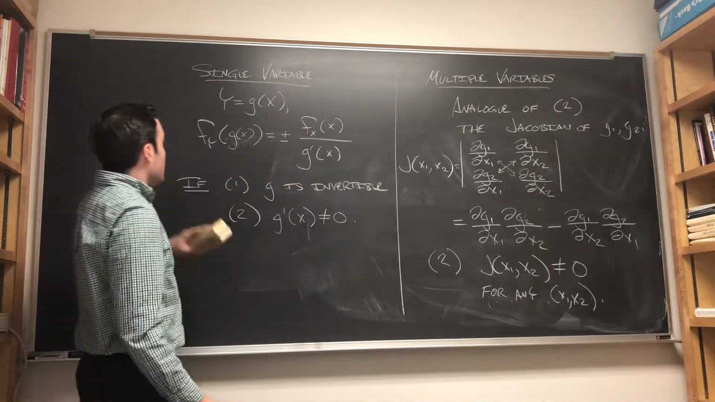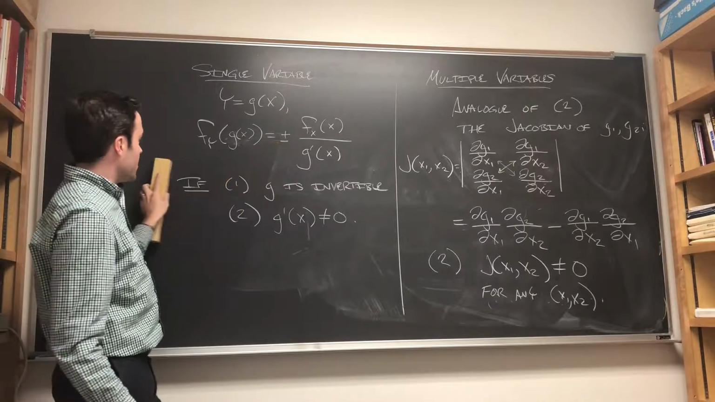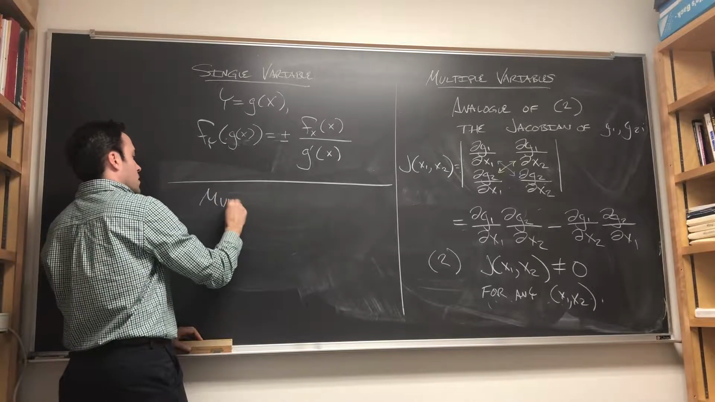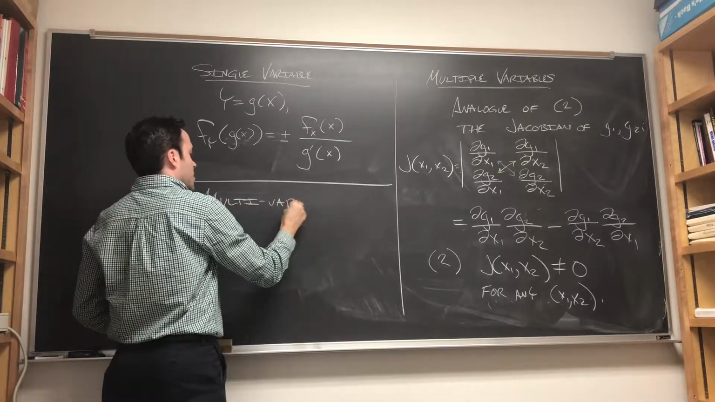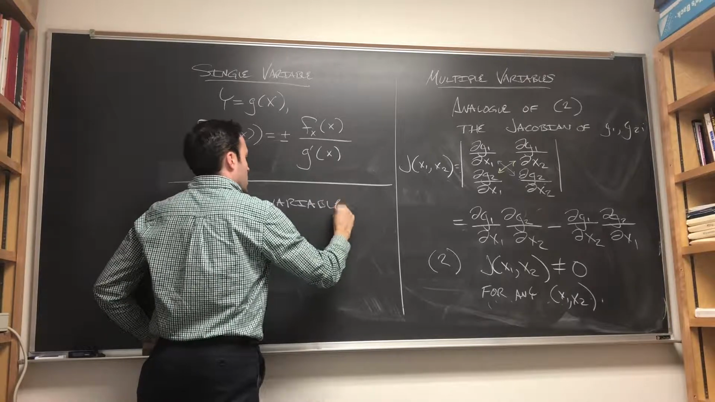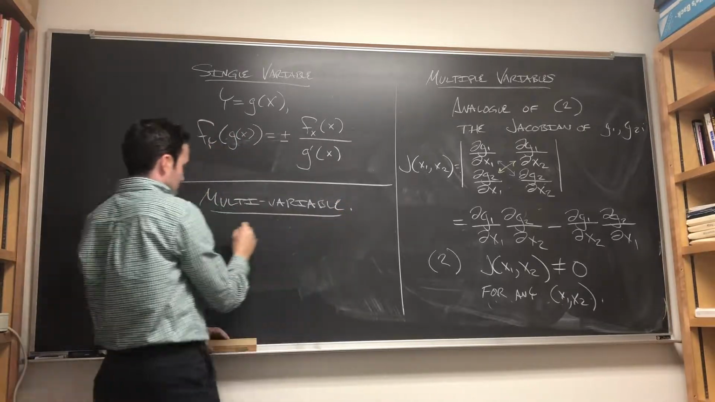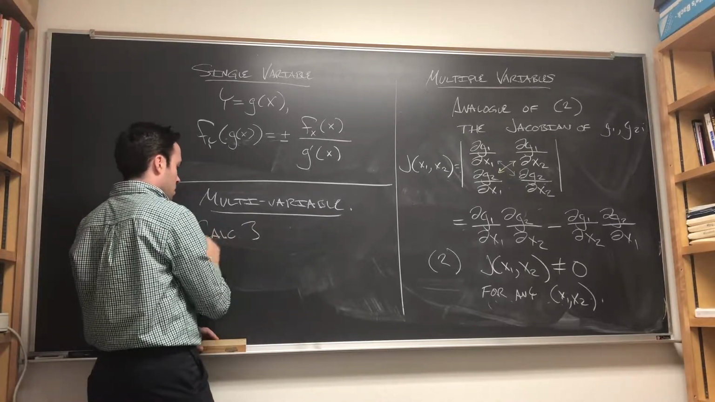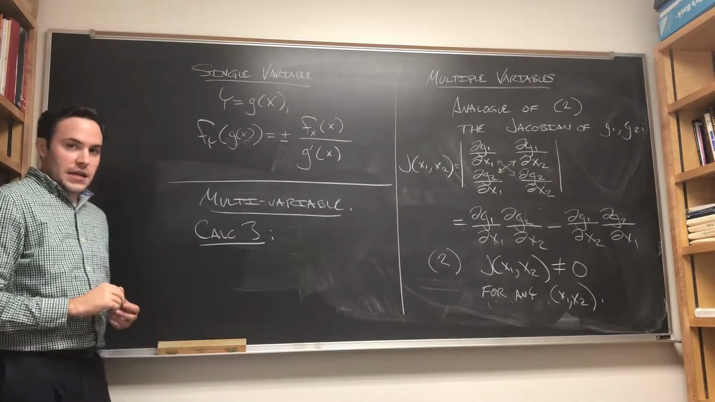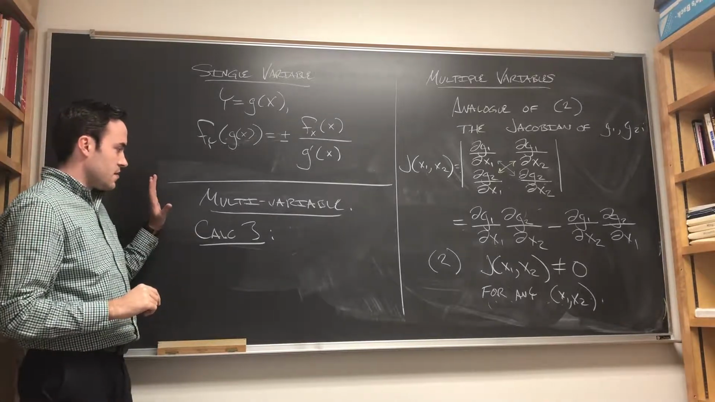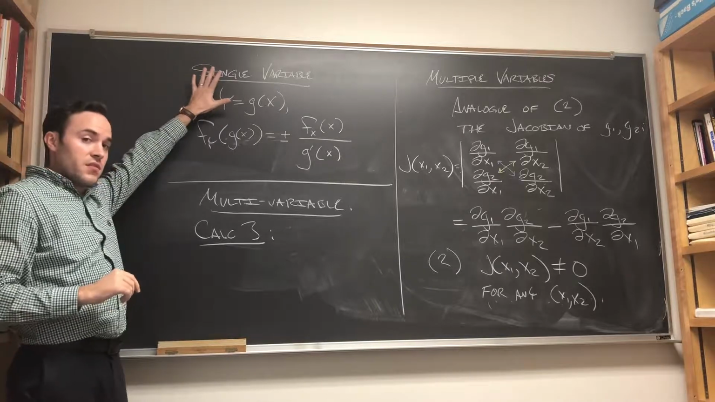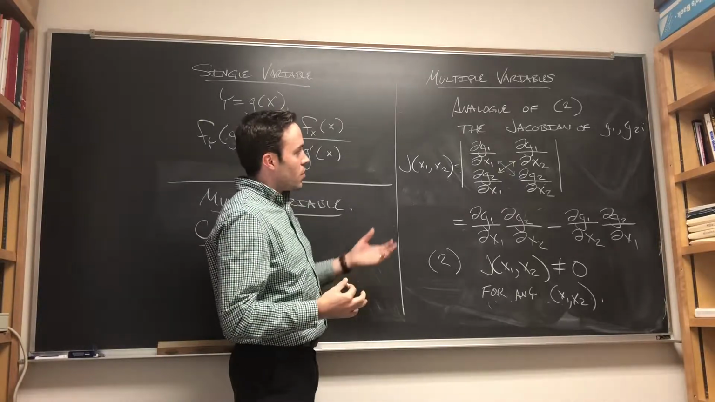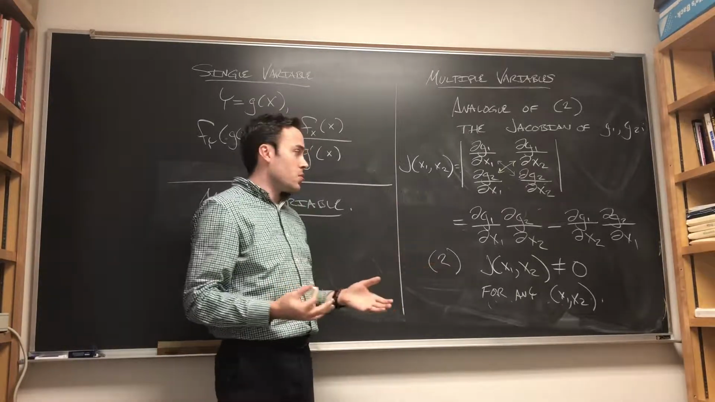Okay, now let me keep this statement here about single variables, and let me just say what happens in the multivariable case. And this is really a consequence from Calc 3. All right, so in Calc 3, we go through the exact same procedure as in the single variable case. We consider the joint cumulative distribution function for y1 and y2, these new random variables.